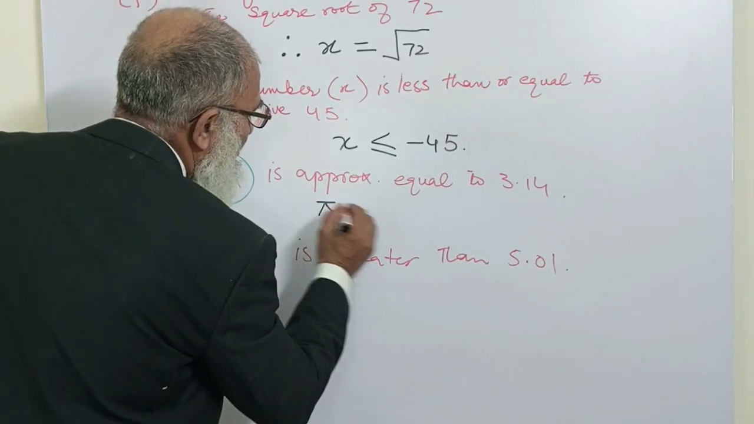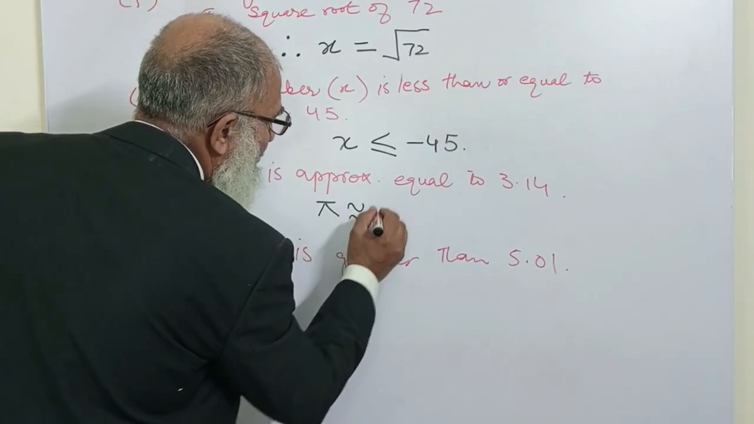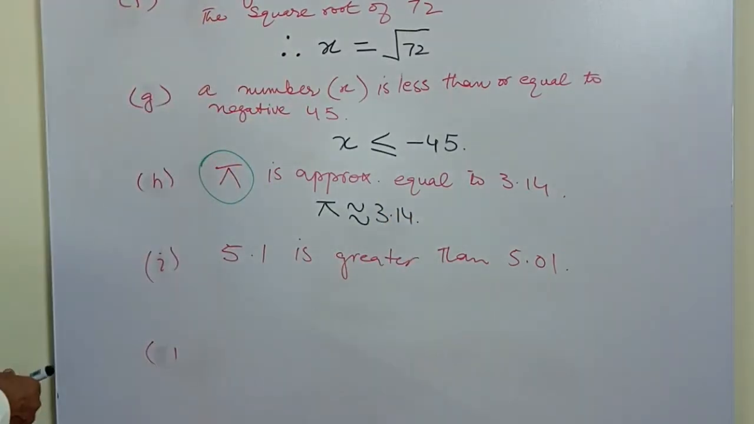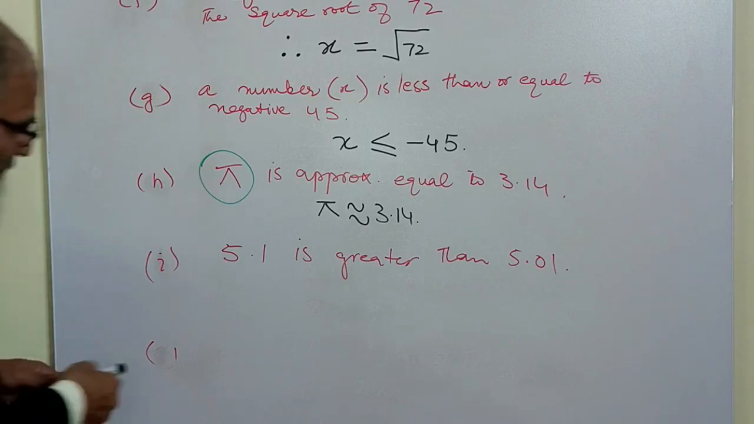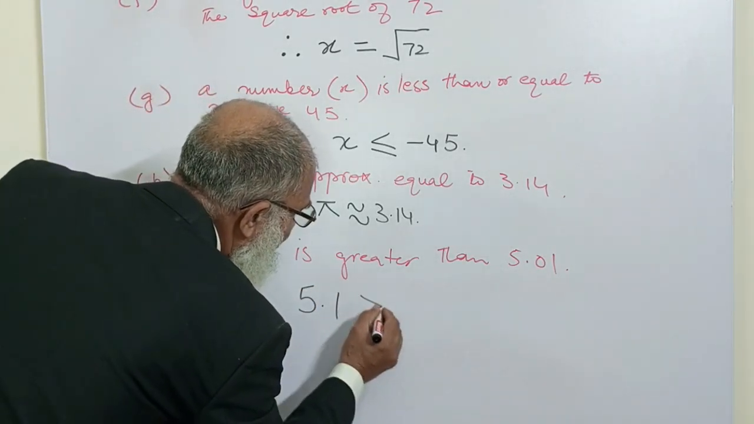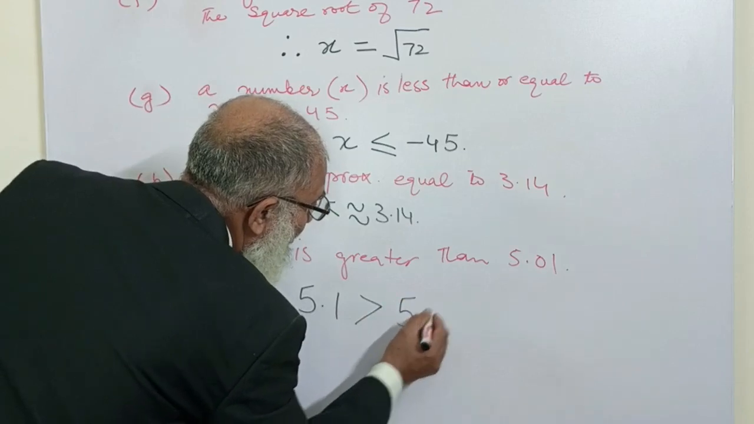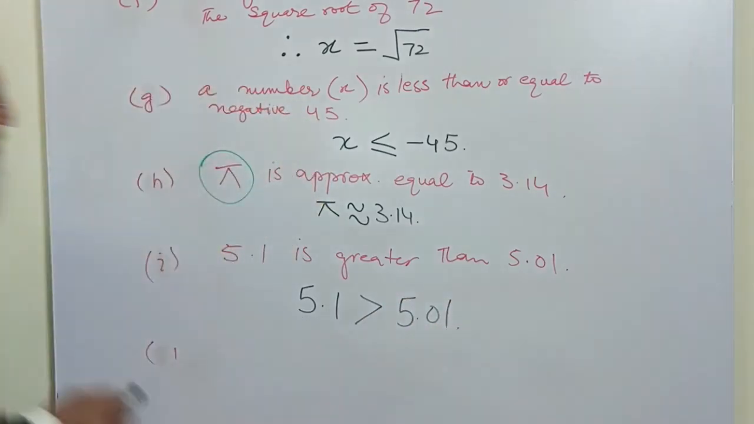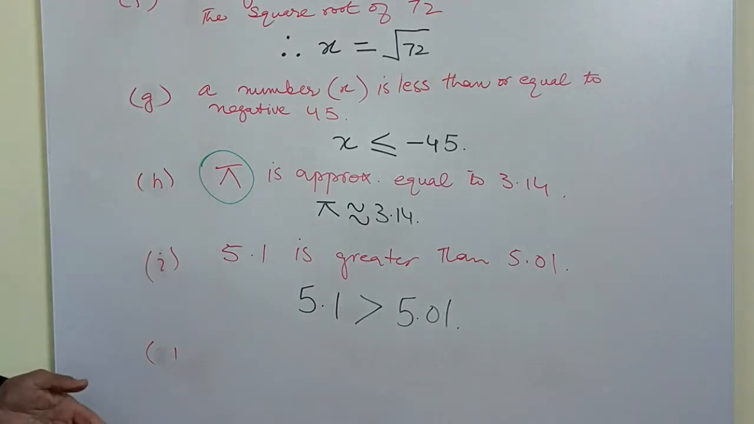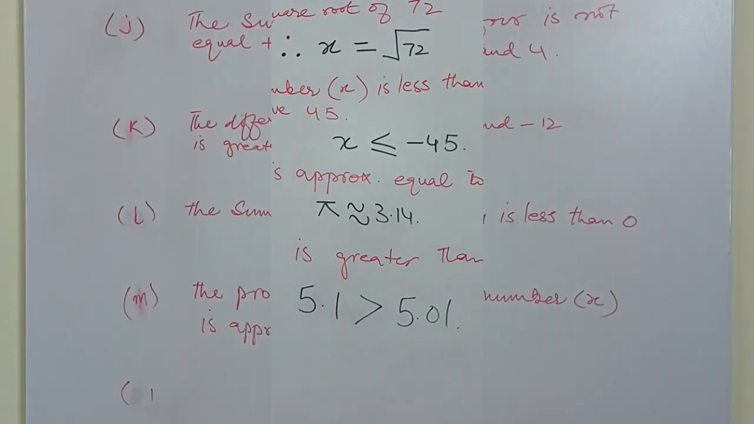Pi is approximately equal to 3.14. 5.1 is greater than 5.01. 5.1 is greater than 5.01. These were very simple questions. Next questions.